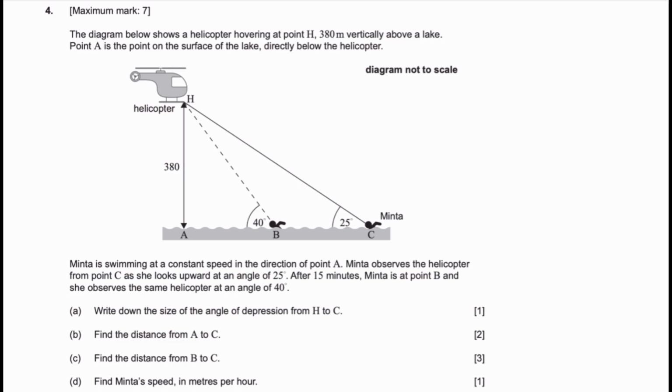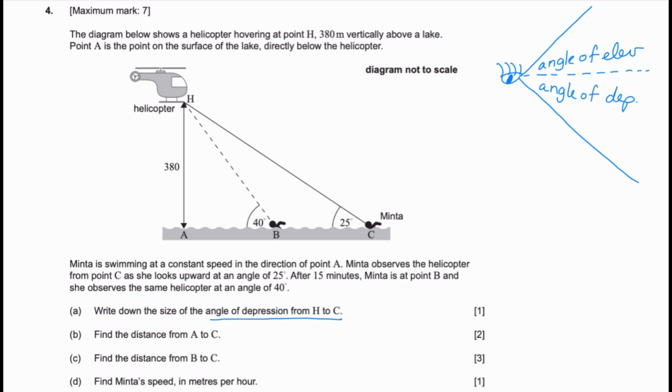Angle of elevation and angle of depression are always based on your line of sight. So if here's your eye, your line of sight is looking straight across. When you look up, we call this the angle of elevation. And when you look down from your line of sight, this is what's called the angle of depression. So right now they want the angle of depression from H to C, which means for this helicopter, if I were to draw this dotted line to represent its line of sight, then looking down to C, this right here is going to be the angle that I want to find.